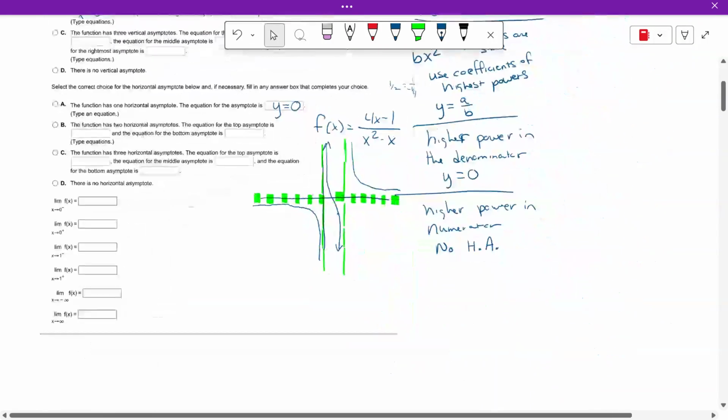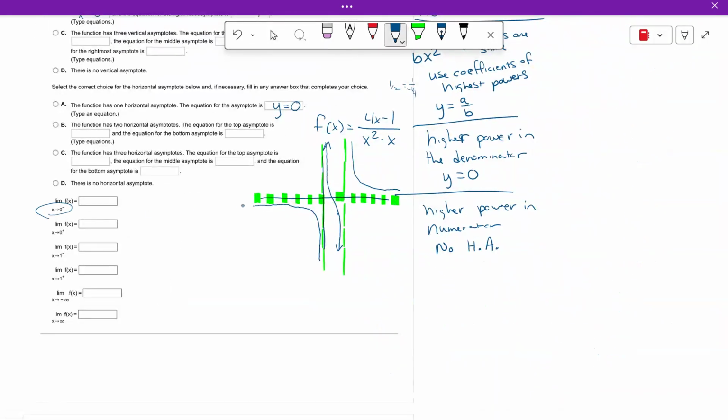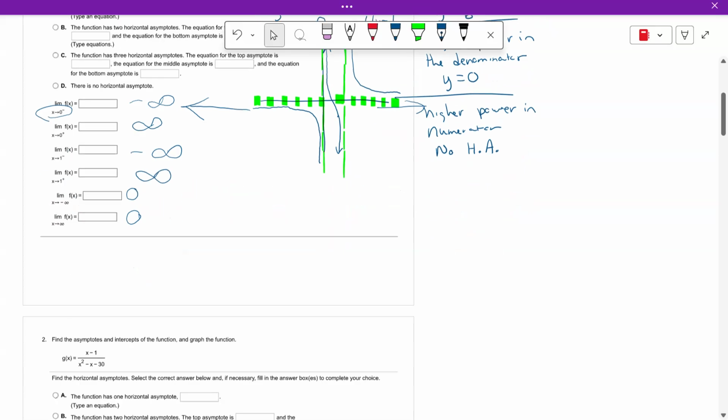Okay, so knowing what the graph looks like now, as I'm going towards 0 from the left, I'm going towards negative infinity. As I'm going towards 0 from the right, I'm going up to infinity. As I'm going towards 1 from the left, I'm going down towards negative infinity. As I'm going towards 1 from the right, I'm going up to infinity. As I'm going to the left forever, my horizontal asymptote is at 0, so I'm going towards 0. As I'm going to the right forever, I'm also going towards 0. So the vertical asymptotes deal with this. These are my horizontal asymptotes. Okay, that's how I'm dealing with everything.